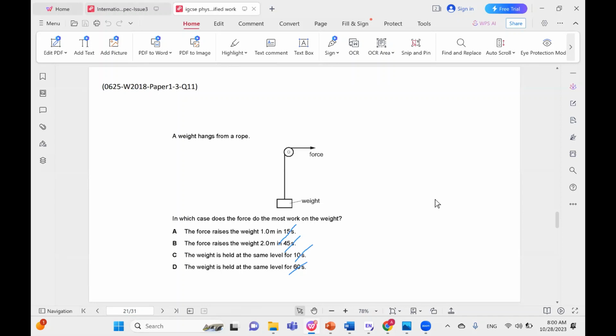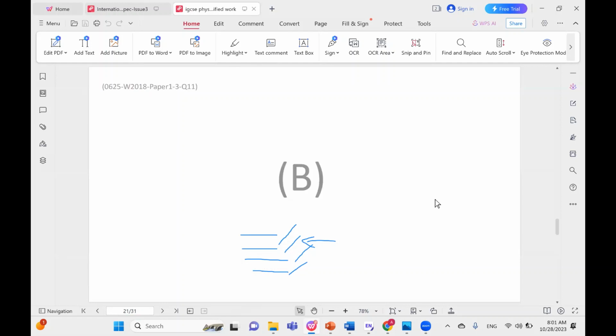Which of these does the most work? Raising a weight of 1, or raising a weight of 2, or holding it at the same level? Of course, B is the correct choice. The force raises the weight 2, that would be the most work. If you're calculating power, B would not be the greatest power. So that's why it's confusing. But for work, we do not care about time. So B is the correct choice.